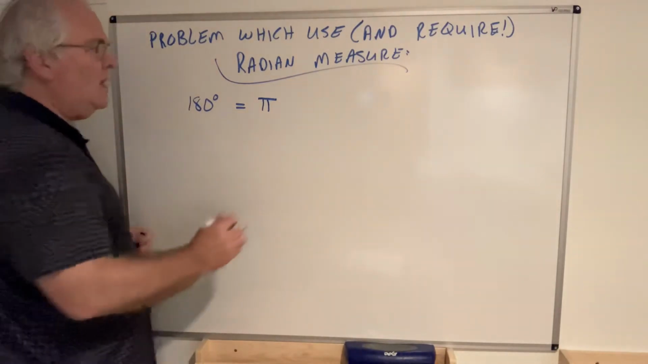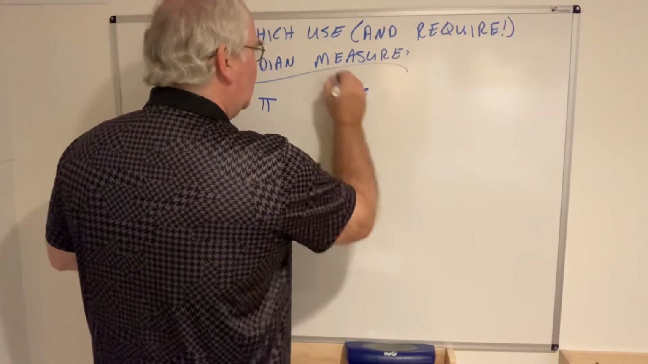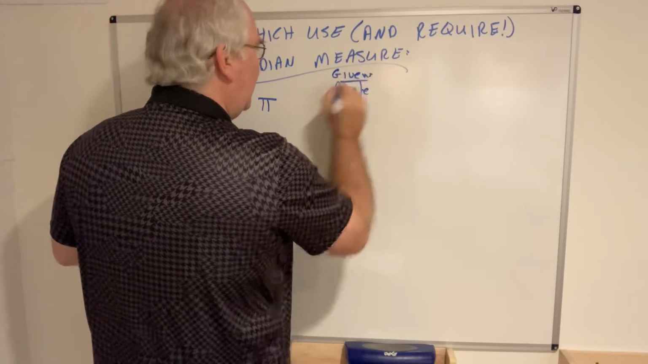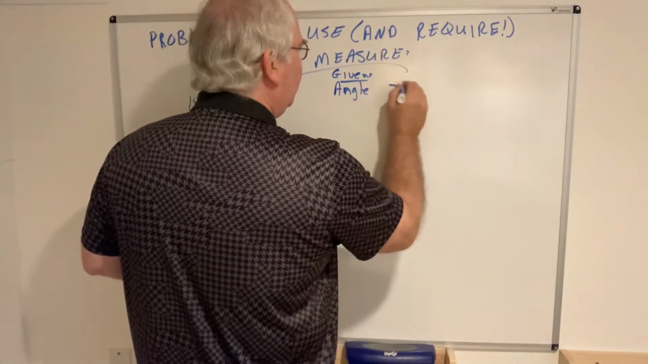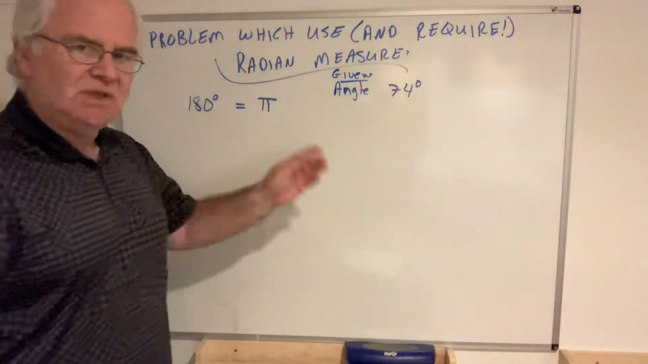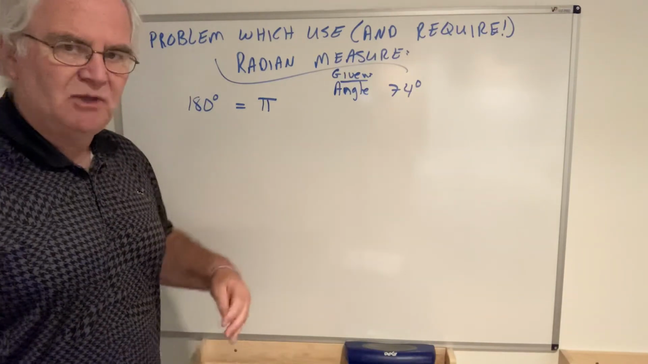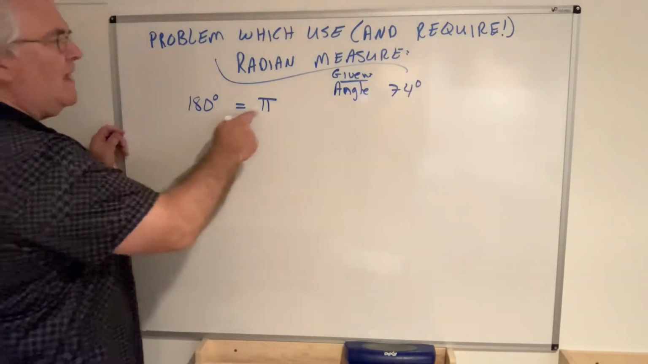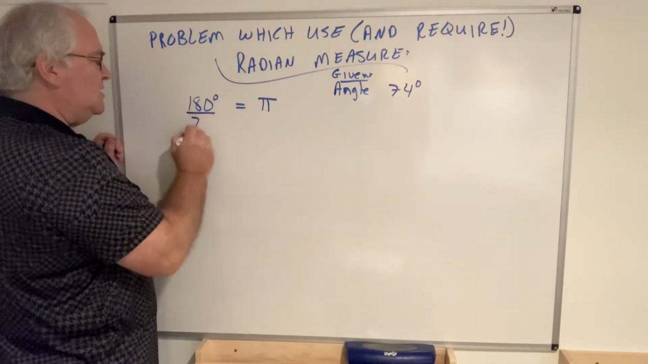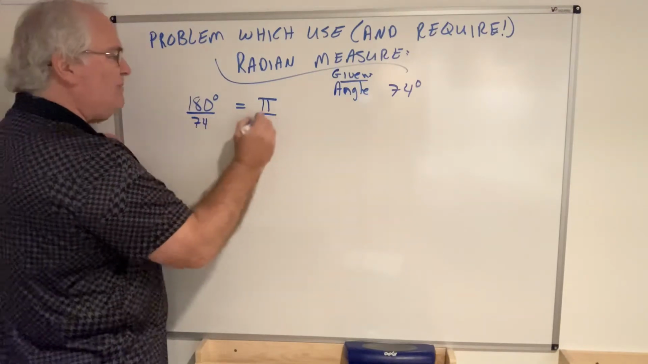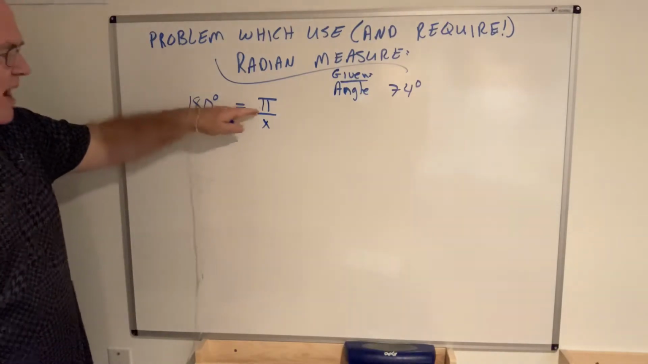Suppose we're given an angle, and it can be any measure we want. I want an angle measuring 74 degrees. The question is, what is 74 degrees measured in radians? Well, all we need to do is set up a proportion. 180 is to 74 as pi is to don't know yet.